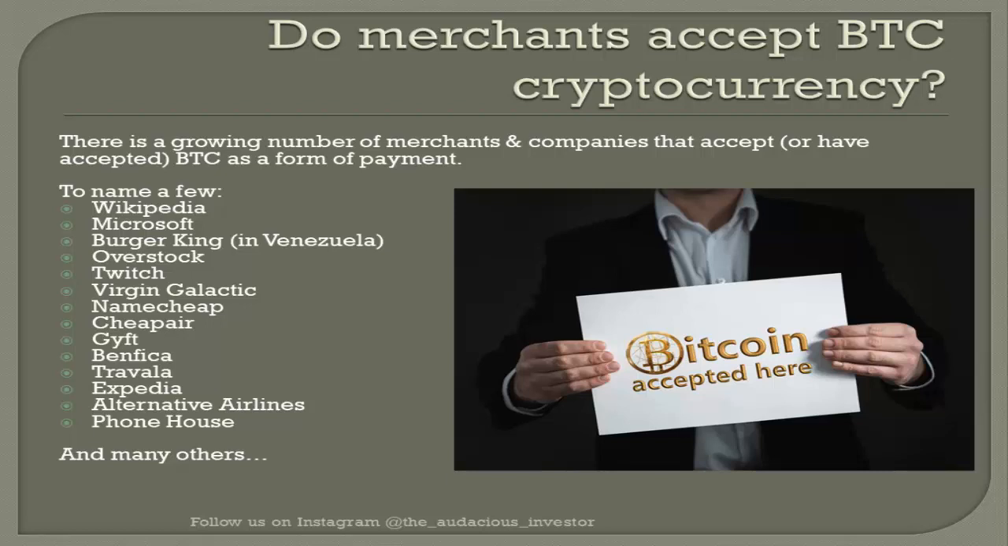So just to name a few, we have Wikipedia, Microsoft, we have Burger King in Venezuela, Overstock, Twitch, Virgin Galactic, Namecheap, CheapAir, Gift, Benfica, Travala, Expedia, Alternative Airlines, Phone House. So these are just a few out of many others that currently accept cryptocurrency payments on their websites in order to use their services or to buy their products.